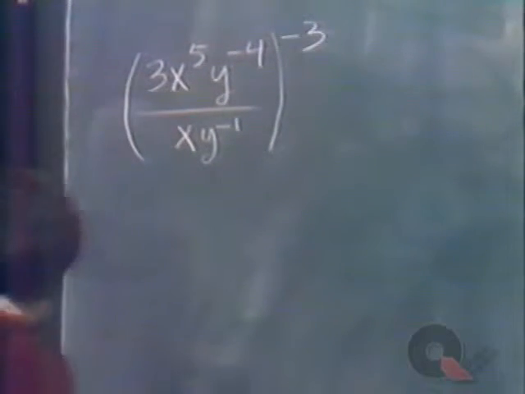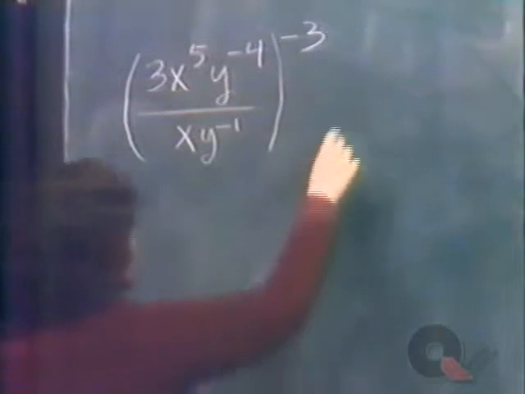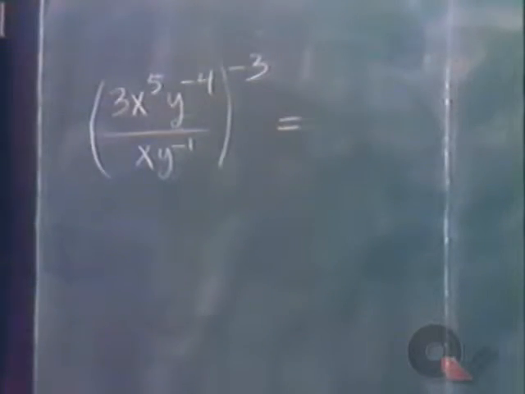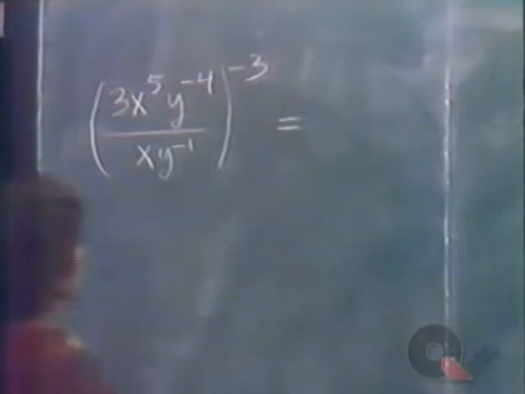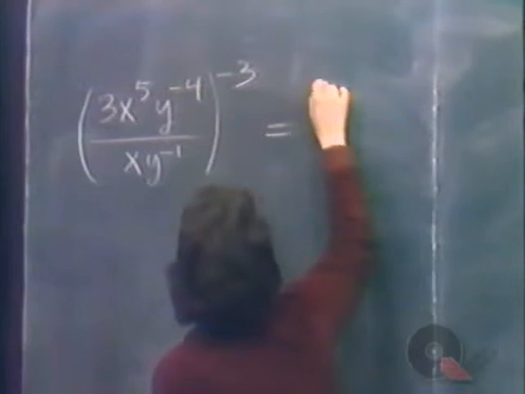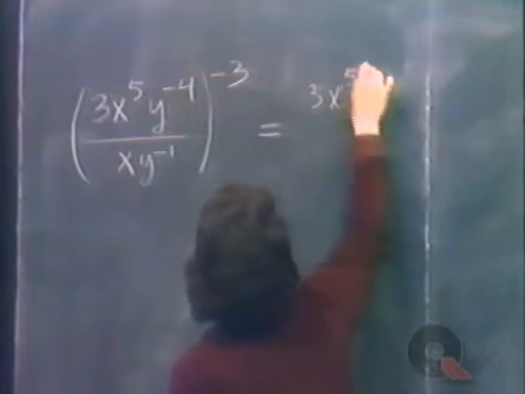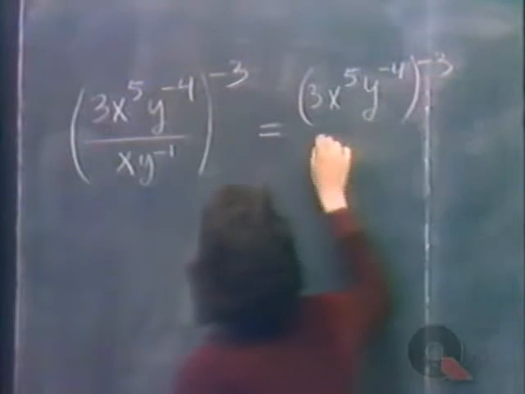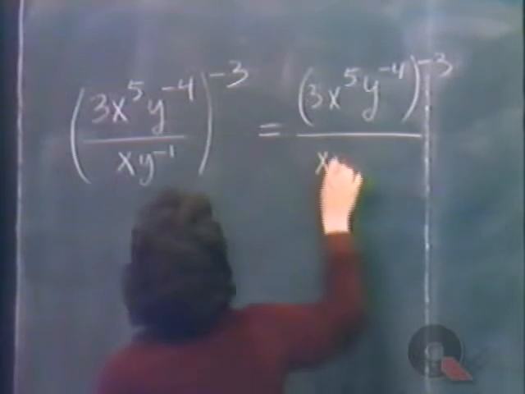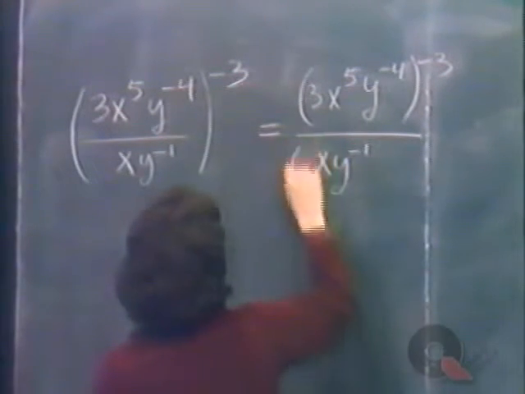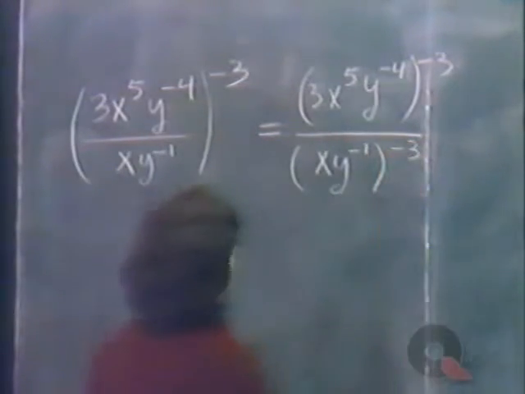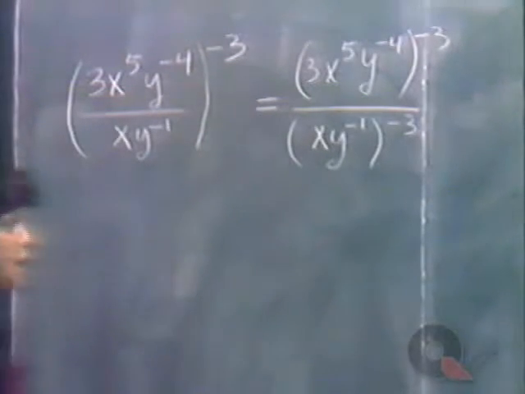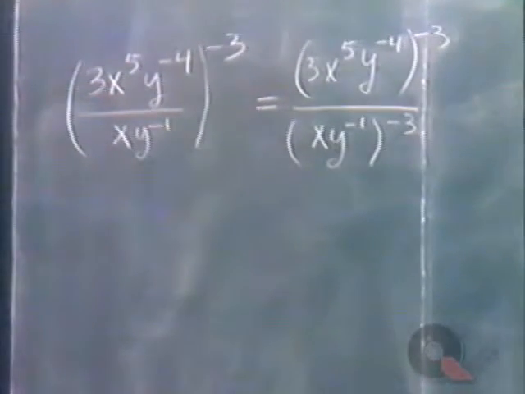Okay, we're going to start with Rule 5, the one that said a fraction to a power is the numerator to the power over the denominator to the power. So we'll have (3x^5 y^-4)^-3 over (xy^-1)^-3. Notice it is the entire fraction to the power, so it's the top to the power over the bottom to the power.